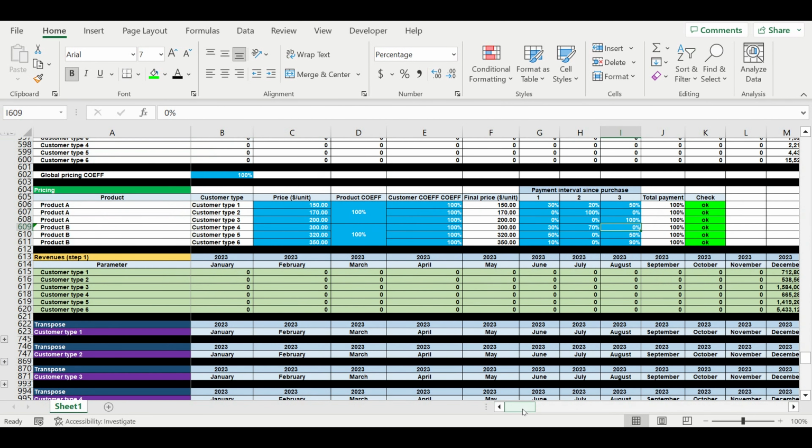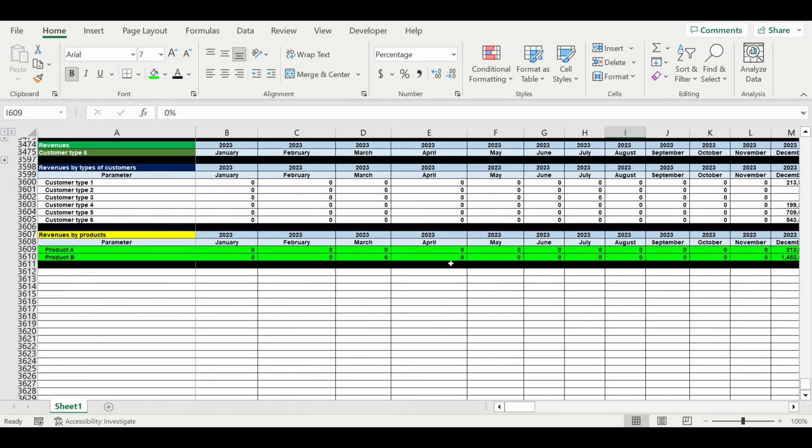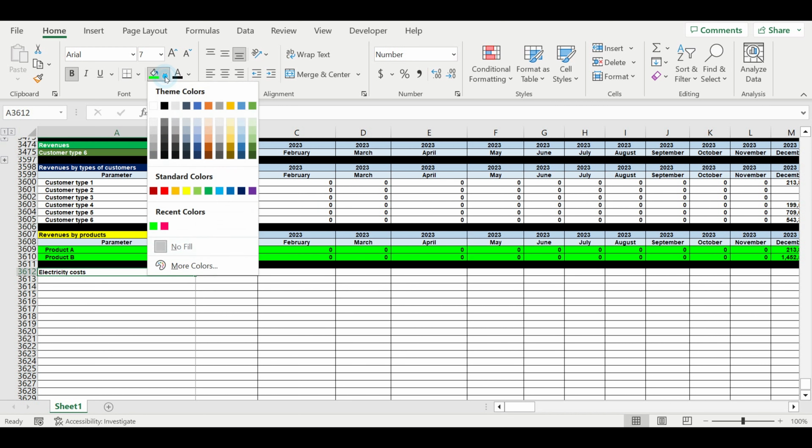So then we made huge calculations, and now it's time for us to dive into electricity. Electricity costs. So this will be a new block of inputs.